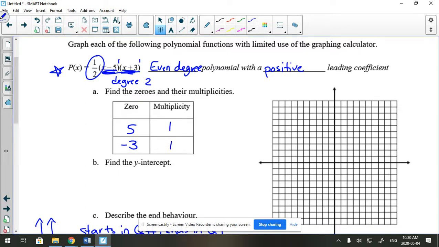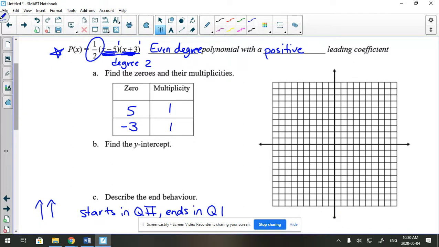Okay, so from that, I can start drawing the graph a little bit. I have a 0 at 5, so that means I have an x-intercept at 5 and at -3. So I have both of those there. I'm going to start with that.